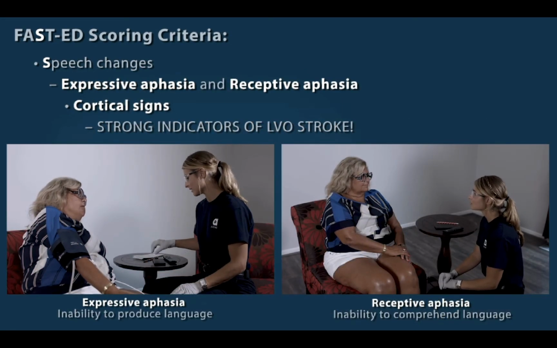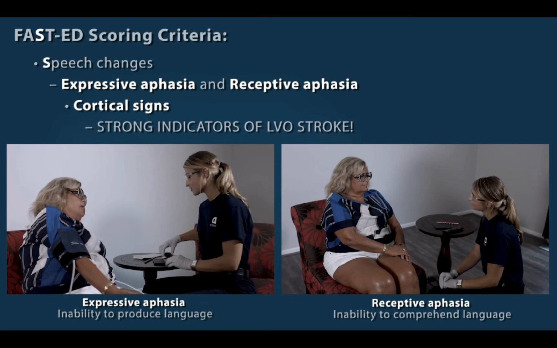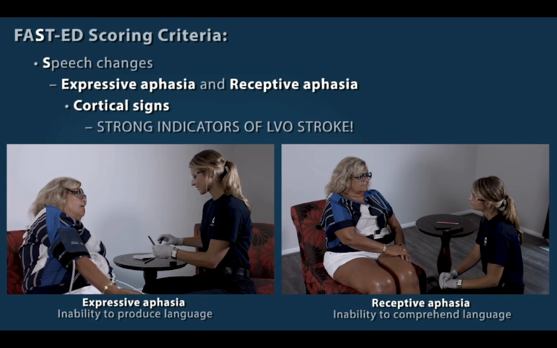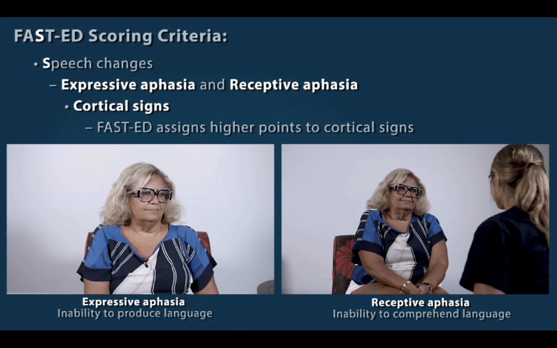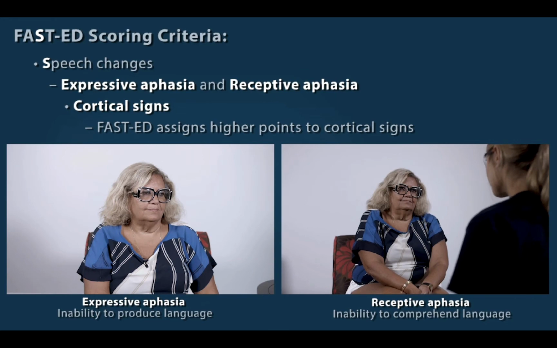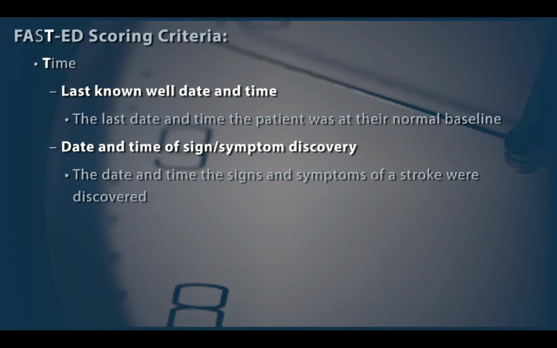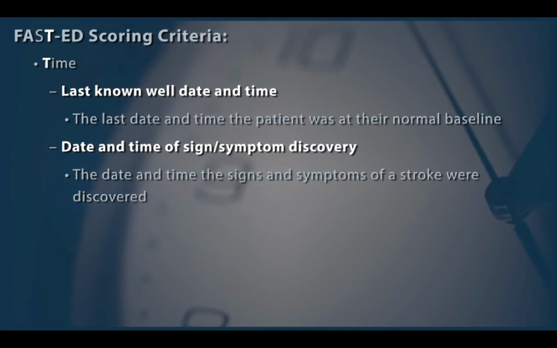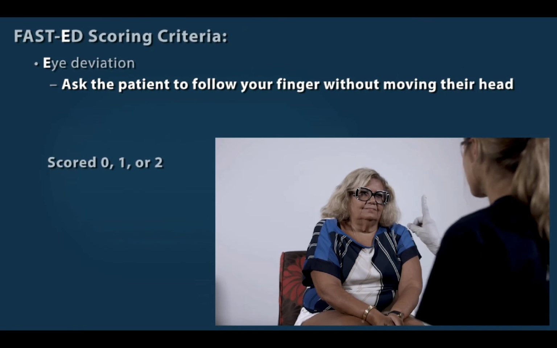Aphasia is one of 3 cortical signs tested during the FAST-ED assessment. Cortical signs of stroke signal the involvement of the cerebral cortex, which is the seat of higher order function in the brain. Cortical signs are strong indicators of LVO stroke. FAST-ED's effectiveness at detecting LVO stroke is due in large part to the scale scoring matrix, which gives higher scores to cortical signs. Remember, when signs and symptoms of stroke are detected, make a reasonable effort to obtain and document the patient's last known well date and time, as well as the date and time of stroke sign and symptom discovery. The next step is assessing for and scoring eye deviation.